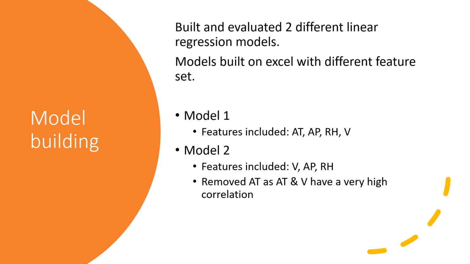Then I built and evaluated two different linear regression models. I used Excel to build both these models, but I used different feature sets. For model 1, I included all the 4 features, whereas for model 2, I used only V, AP, and RH. As AT and V have a very high correlation, I removed AT from model 2.